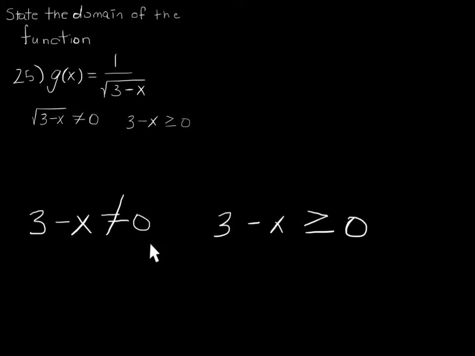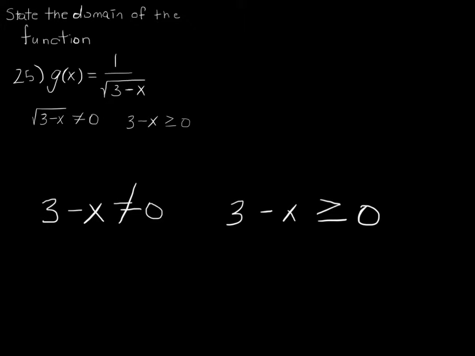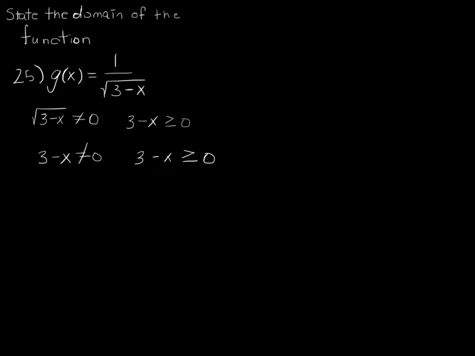So putting these two together, we have that 3 minus x must be bigger than and not equal to 0. That is, 3 minus x has to be strictly bigger than 0. Because it can't be 0 and it has to be bigger than or equal to 0, that leaves this option. And this means that moving the x over to the other side by adding x to both sides, x is less than 3. And this is our answer.